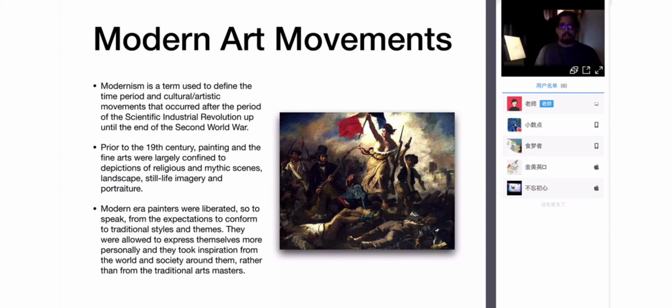Modern era painters were liberated from that. They began to express themselves more personally, taking inspiration from the contemporary world and society around them, rather than from the traditional arts masters, looking at the classical works and trying to copy classical works. I have a video that will explain some of this later on.